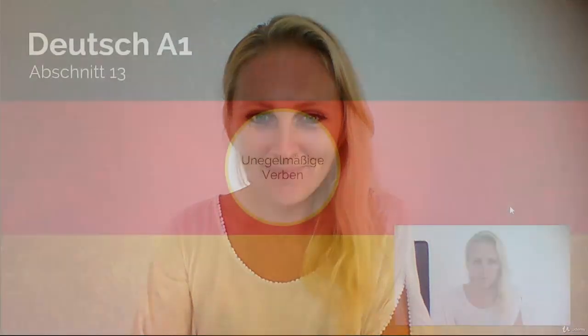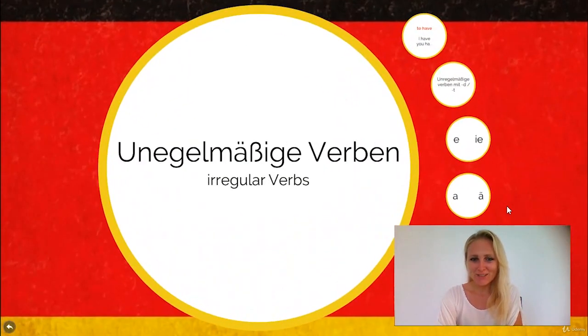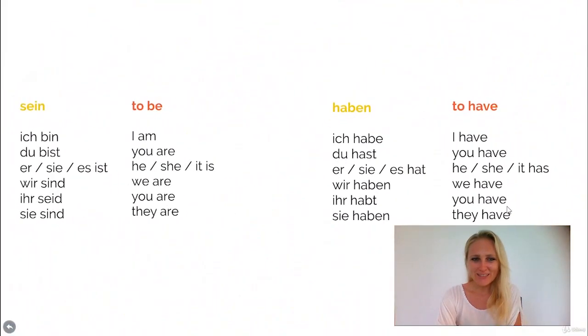Hello! In this chapter you will learn how to conjugate irregular verbs in German. Willkommen zu Abschnitt 13. In diesem Kapitel geht es die unregelmäßigen Verben. In this chapter it's about the irregular verbs. Now let's start with the first slide.